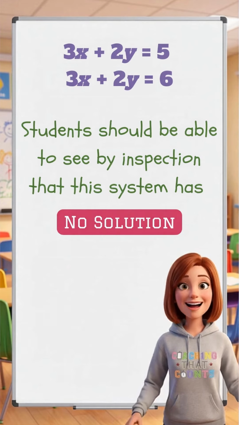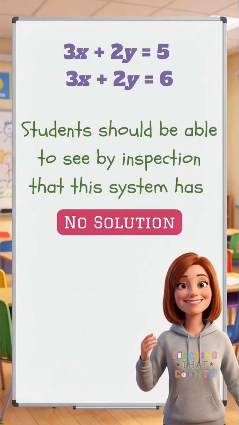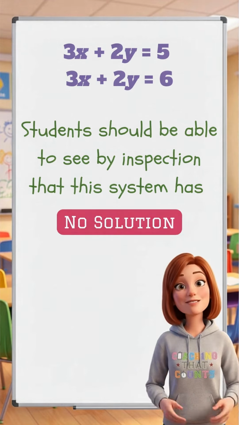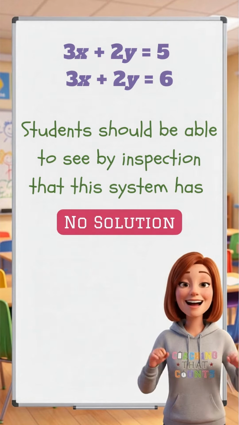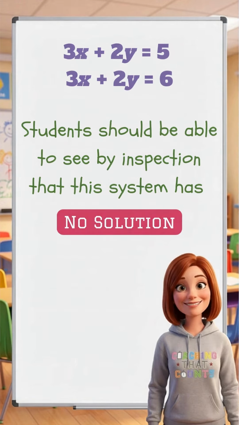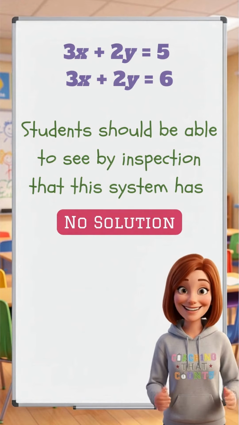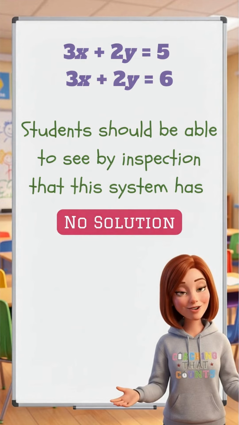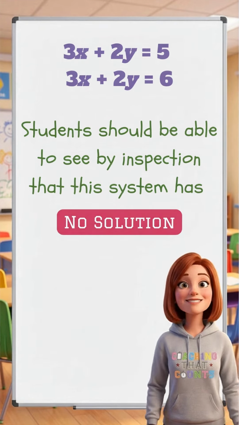For example, as the standard itself says, students should be able to see by inspection that the system 3x plus 2y equals 5 and 3x plus 2y equals 6 has no solution. Why? Because the same expression 3x plus 2y cannot equal 5 and 6 at the same time. That reasoning is faster, clearer, and much more aligned with the intent of the standard.